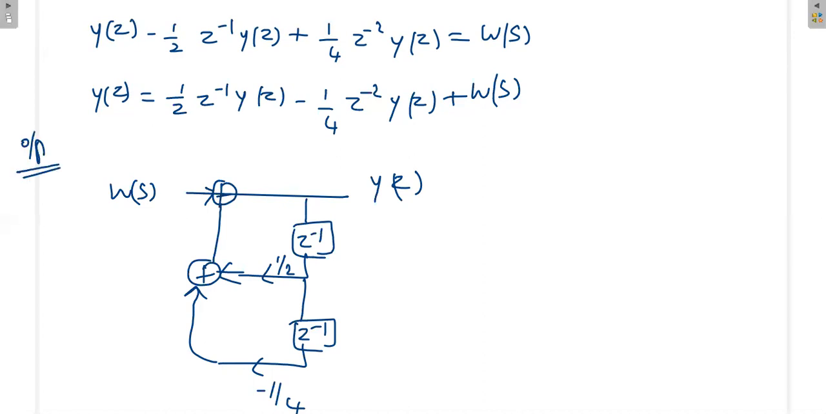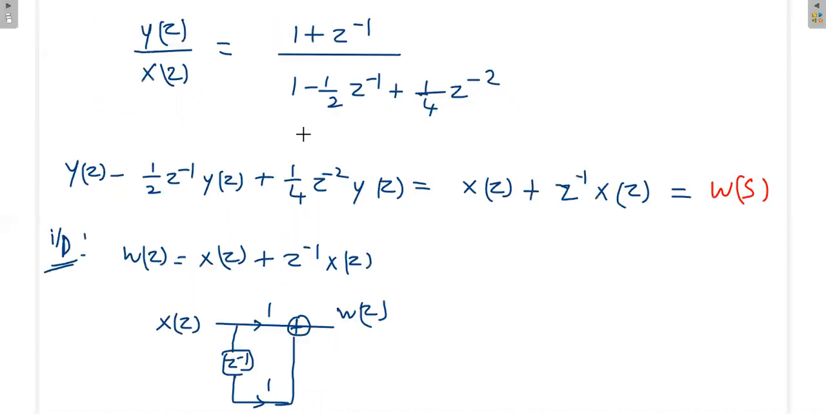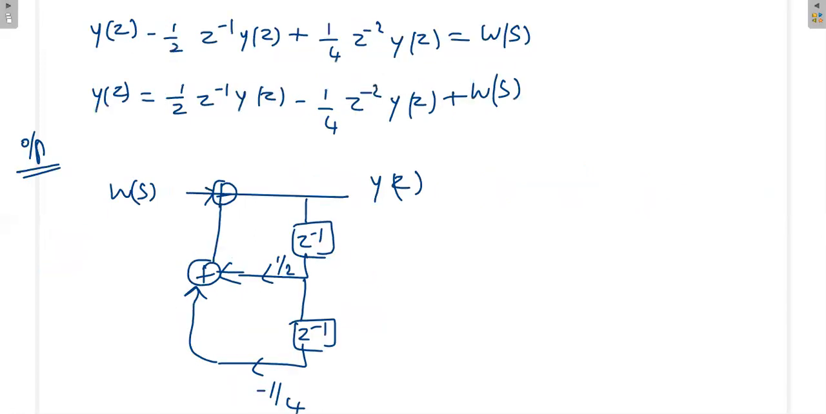Okay, now we have to combine both input and output. Again, the w of z is a temporary variable. Okay, so now we have to connect these two. So the final direct form one structure, by combining both input and output side, we can draw like x of z, z inverse.